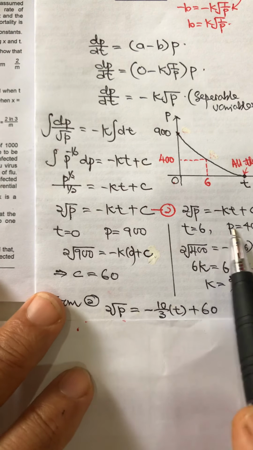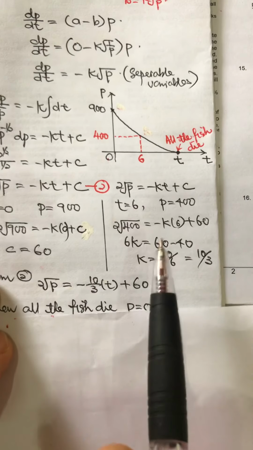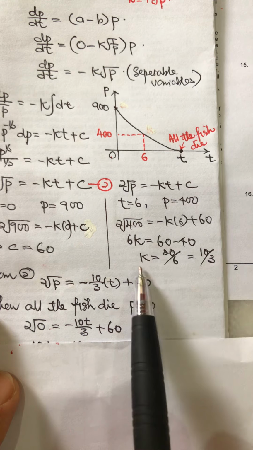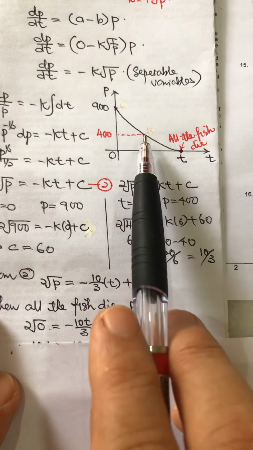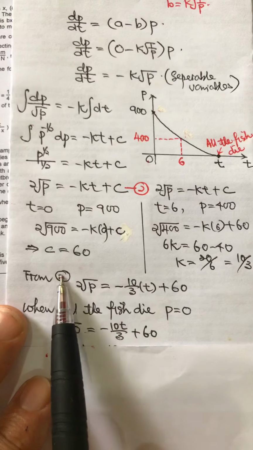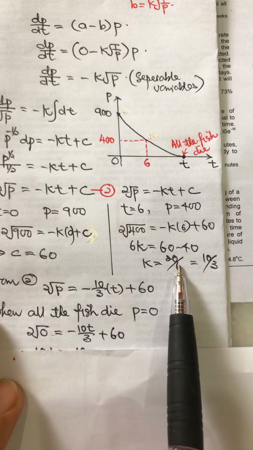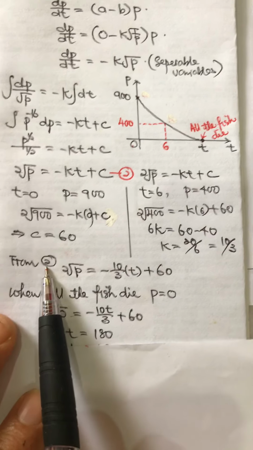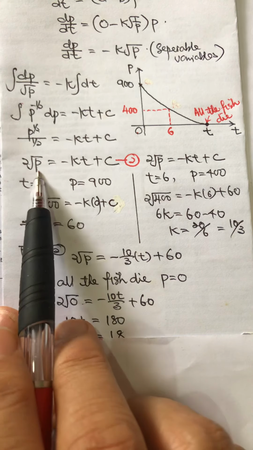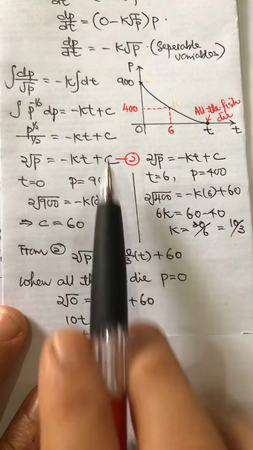So t equal to 6, P equal to 400. You see, when I substitute, I can get K, isn't it? So this one is for you to find K. This one is for you to find the C. Then I show you C and K. After you got this C and K, you put back into our equation, 2 square root P, put in the K, put in the C.